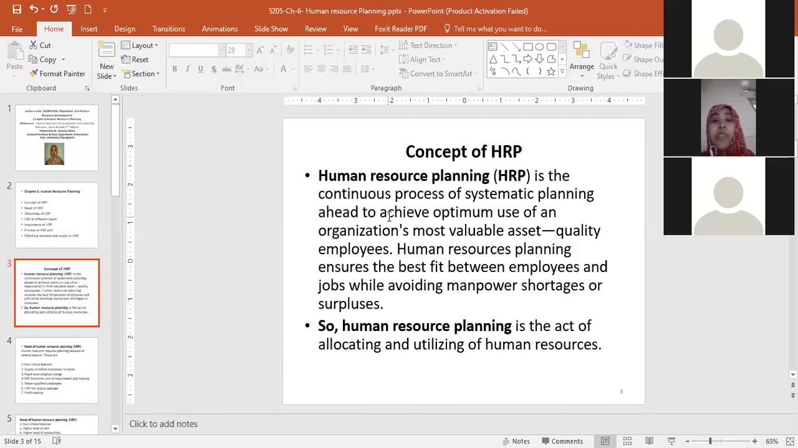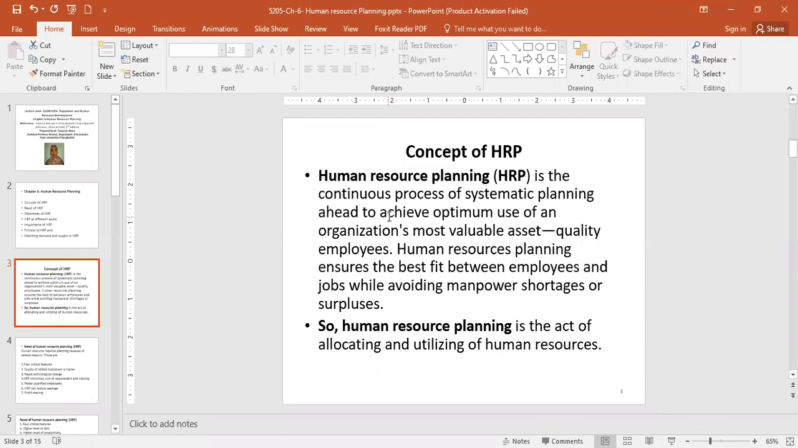So in a sentence, we can say human resource planning is the act of allocating and utilizing human resources. Okay. So can anyone tell us what you mean by human resource planning in a sentence? So can anyone tell us what you mean by human resource planning?